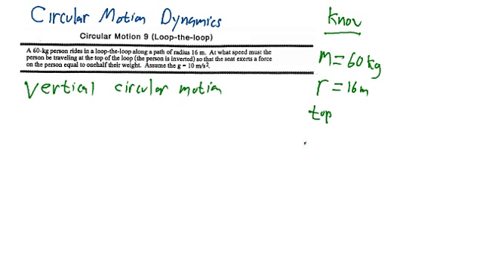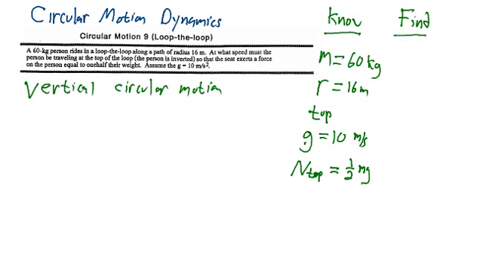So I'm given the value of g being equal to 10 meters per second squared. The normal force that acts on the person at the top we want to be equal to 1/2 of the weight. So that's what we're told, and the property that we want to find is the speed of the ride in order for the normal force to have this size.